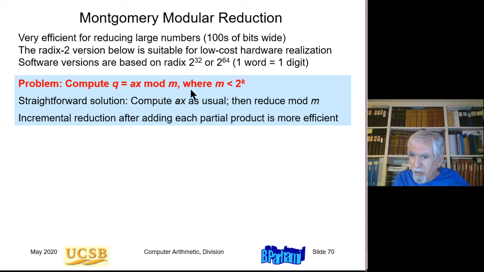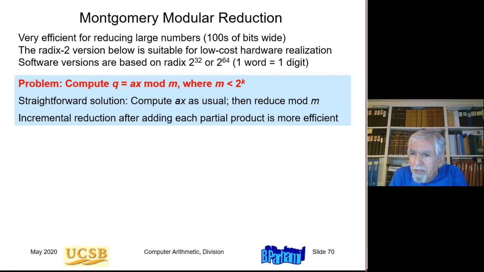So it doesn't work if you subtract m, see what happens, and if the result is still too large, subtract another m. That doesn't work. It takes just too long. So you need a method for figuring out quickly what multiple of m to subtract from this double width partial product, and that's not an easy thing to do.